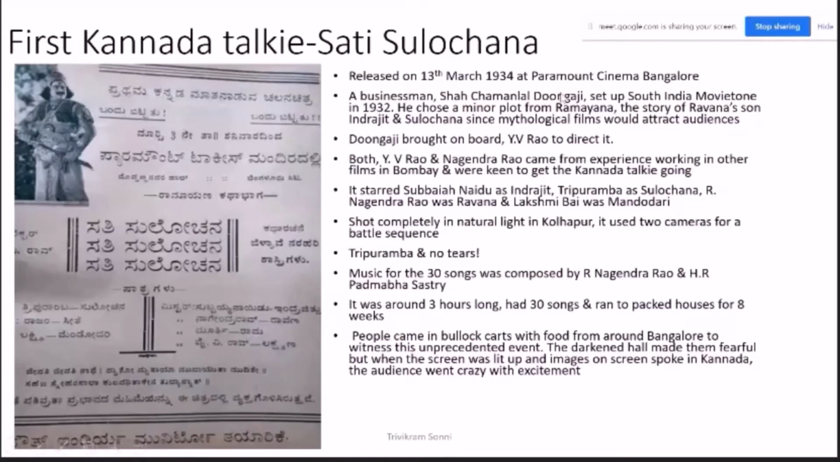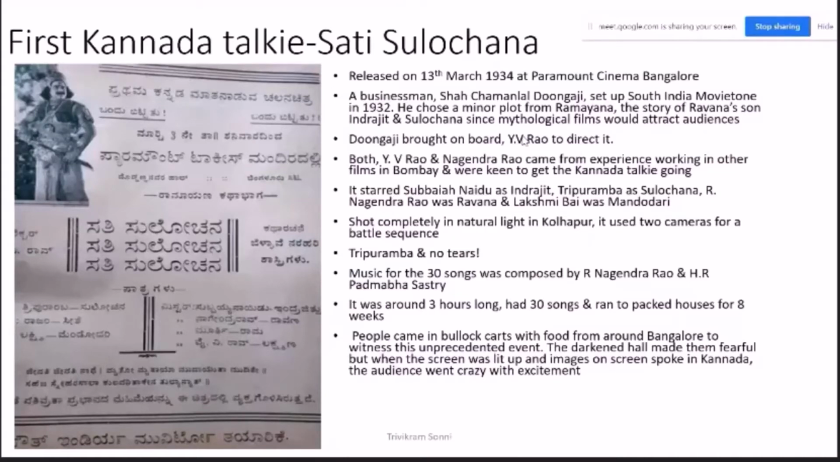A Marwadi businessman, Dungaji, set up a South India Movietone in 1932. He chose a minor plot from the Ramayana, the story of Ravana's son Indrajit and his wife Sulochana, since the general tendency was to get attracted towards mythology-based themes. Then he brought in a person called Y.V. Rao to direct it.